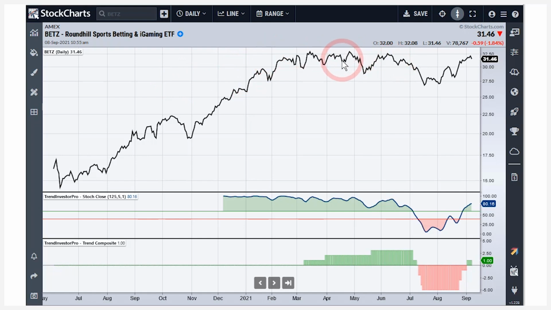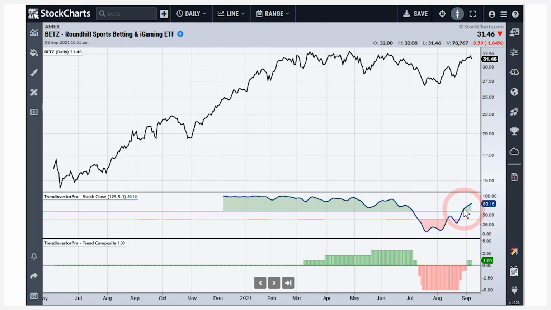So if we look here, we can see that the sports betting and iGaming ETF peaked out here in March, went sideways, and then came down. And that's when you got the trend signals turning bearish in the middle part of July there. You can see Stoke Close moving below 40 and turning red, and the Trend Composite turning to -1 and turning red, which is a bearish signal. And they stayed bearish into late August, early September.